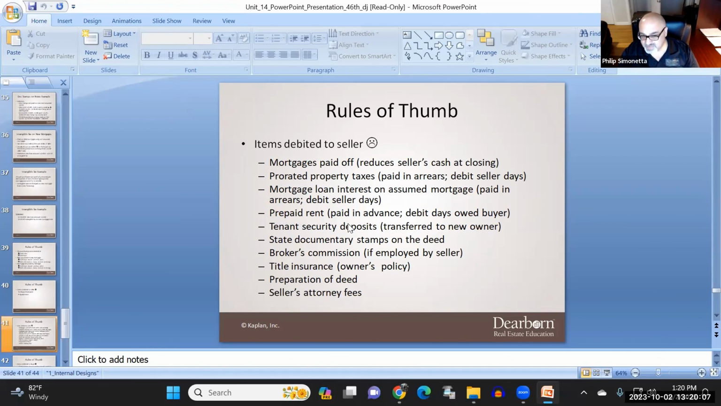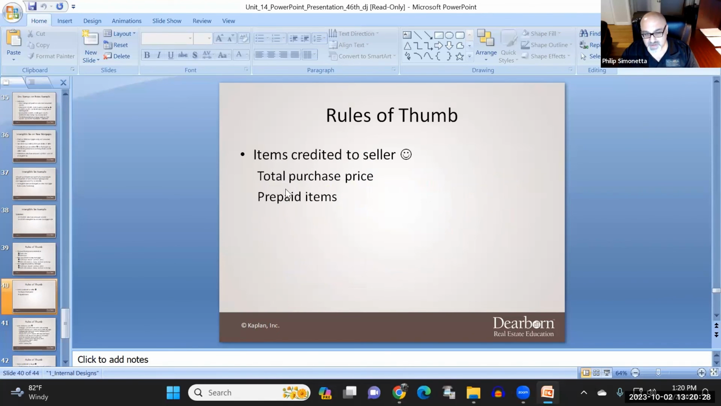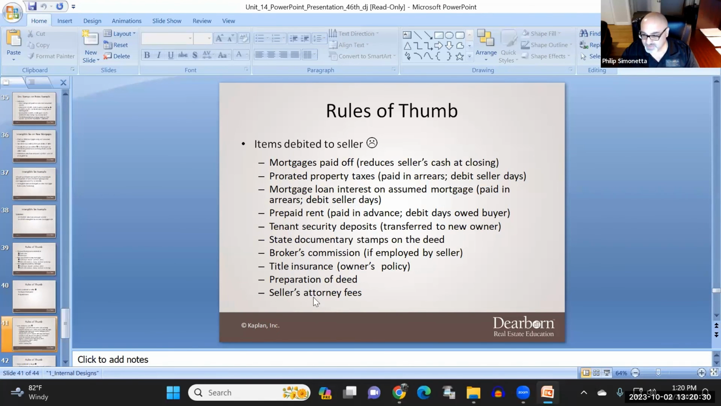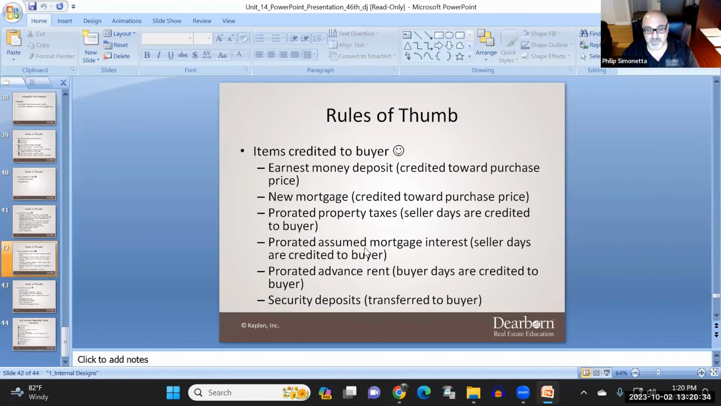tenant security deposits, state doc stamps, right? They've got to pay their taxes, brokers' commissions. If there are brokers involved, the seller is usually paying those. Title insurance for the owner's policy, preparation of the deed, and any attorney's fees they have. Those are all costs to the seller. Debit means they're paying.